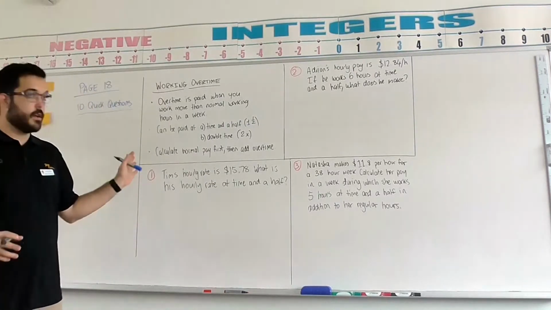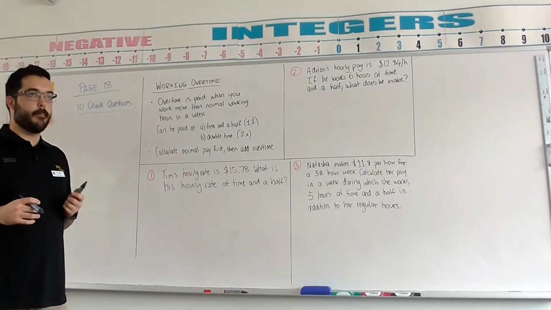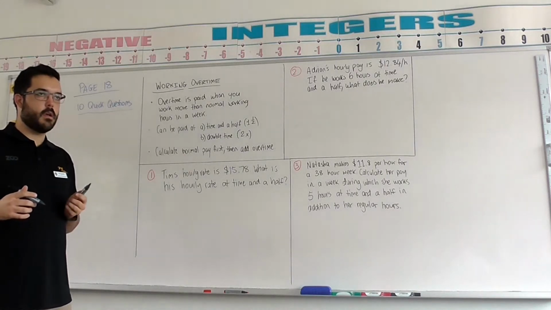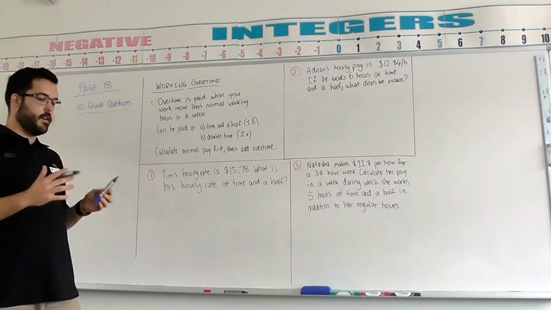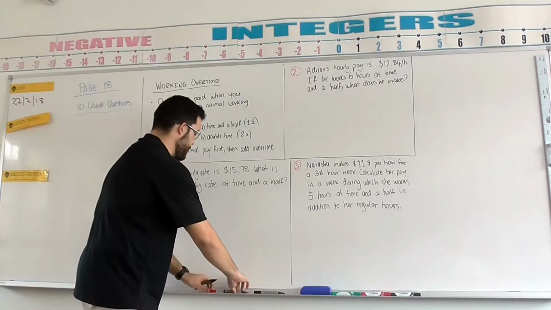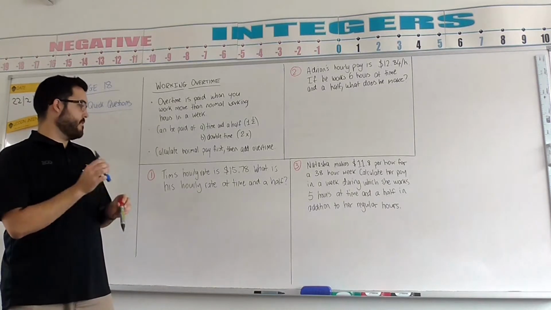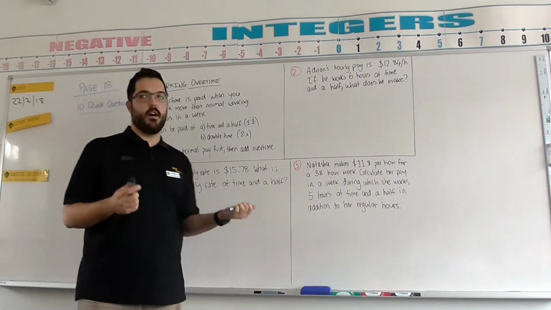Wait, so when it says time and a half, you take the hours plus half of the hours? Yep. I'll show you a pretty easy way to do it. So if we look at the first one, Tim's hourly rate is $15.78. What is his hourly rate at time and a half?